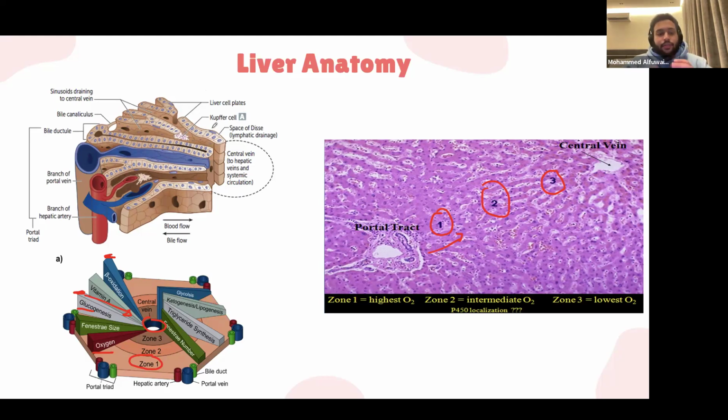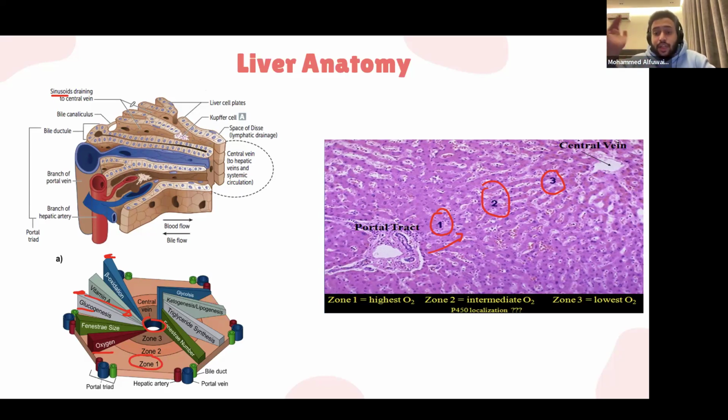Then we come to this figure. Now, the portal vein and the hepatic artery will drain into these structures called sinusoids, okay? These sinusoids will later on drain into the central hepatic vein, which will go to the systemic circulation.